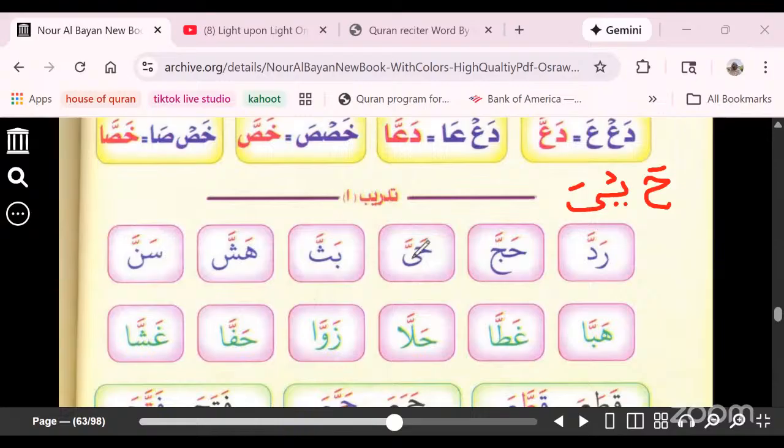So whenever you see shadda, just know that you're looking at two letters. Double. Yes, two letters. The first letter has a sukun, and the second letter has the haraka on top of the shadda. Okay, I'm writing it down.